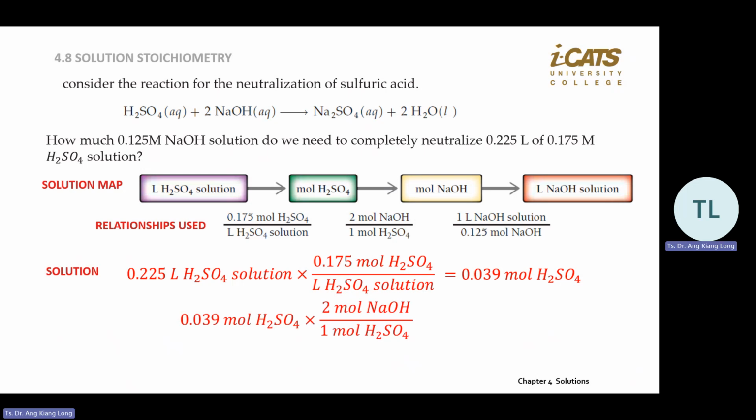Then from this mole, 0.039 mole of reactant A must combine with how many reactant B? So here it is 2 to 1. If you don't understand this one, I will do it on the whiteboard here. From the stoichiometry, 1 mole of H2SO4 combines with 2 mole of NaOH.